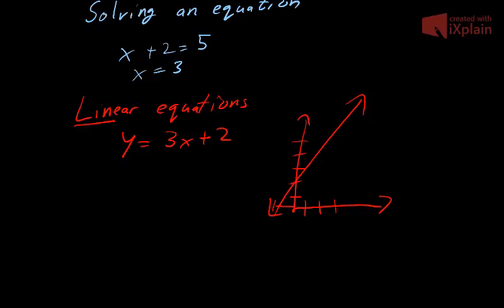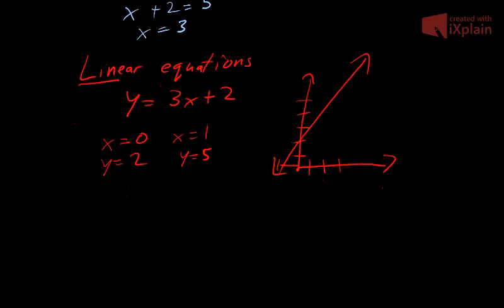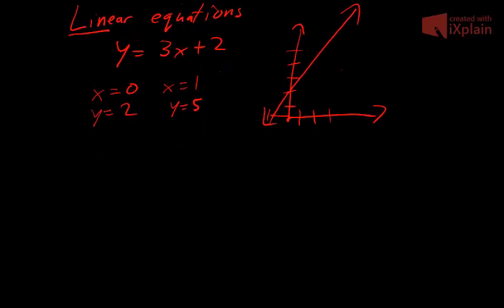And if we're trying to solve this, I could pick any x I wanted to. So if I made x equal to 0, then y would be equal to 2 because y equals 3 times 0 plus 2. Or I could say x equals 1, and then y would equal 5. I could do this as long as I wanted and get as many different answers as I want. So there's an infinite number of ways to solve this linear equation, which is why we have systems of linear equations.